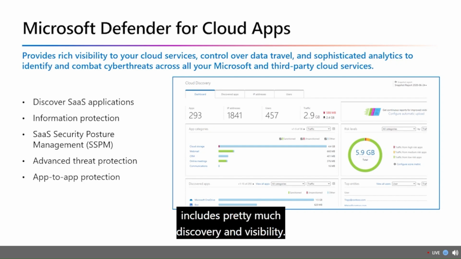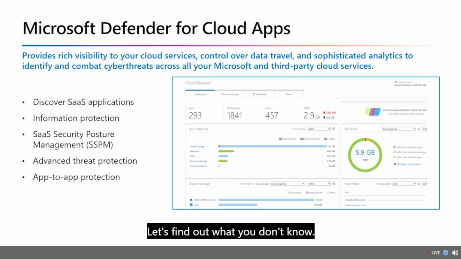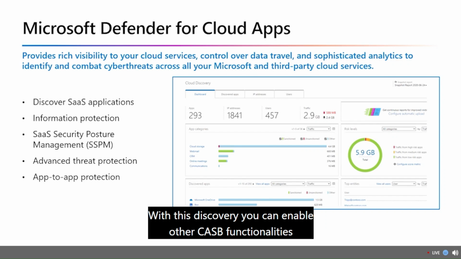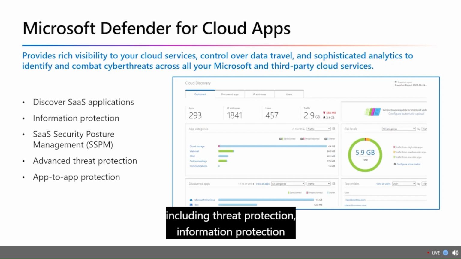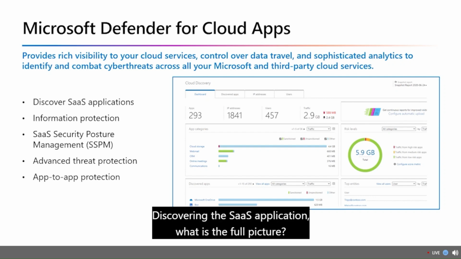If we dig in a little deeper into each of these functionalities, the core CASB functionality includes discovery and visibility. So what don't you know? You don't know what you don't know, so let's find out what you don't know. With this discovery, you can enable other CASB functionalities, including threat protection, information protection and compliance, and discover all those SaaS applications.